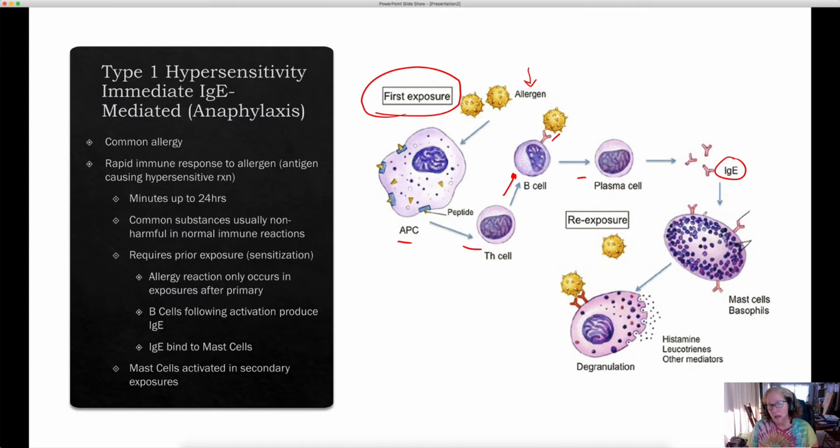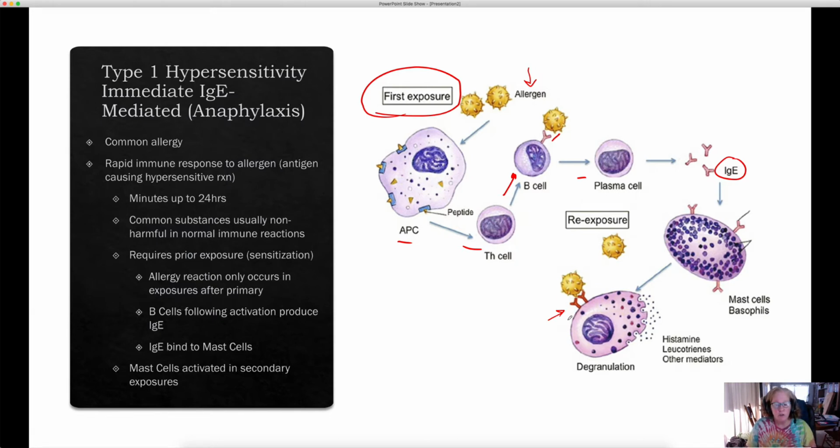The second time you get exposed, these IgE antibodies that are sitting on the surface of these mast cells and basophils will get cross-link bound. That's what's happening here. So the two antibodies will get bound. This causes the rapid degranulation of these mast cells or basophils. Now, mast cells and basophils are granulocytes, and those granules that are already within the cell contain histamines. These are what we call mediators. So histamines will be released immediately.